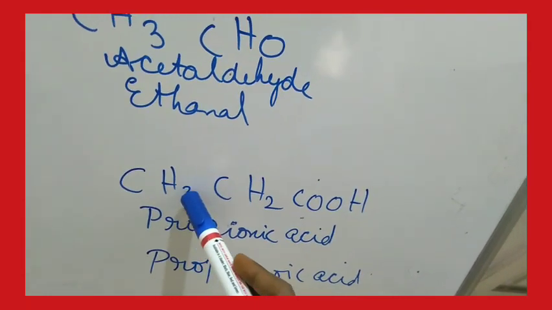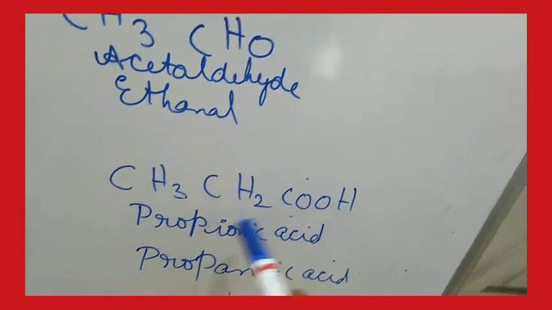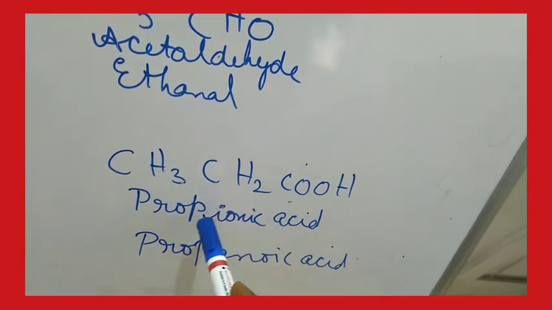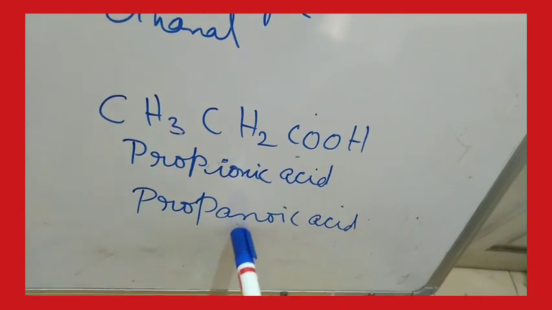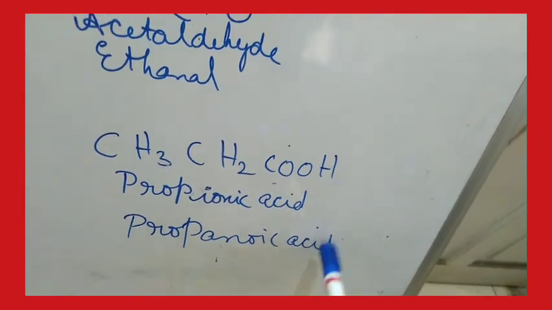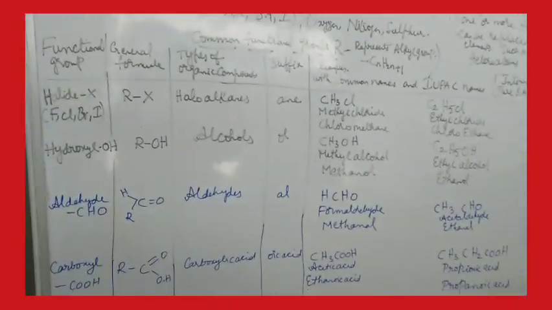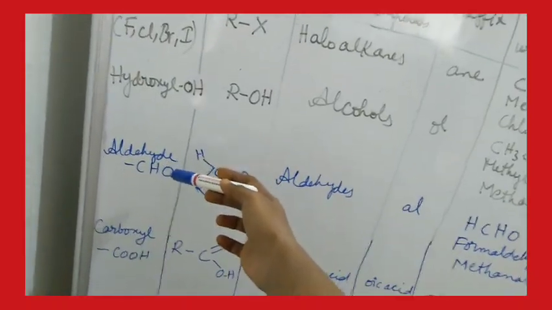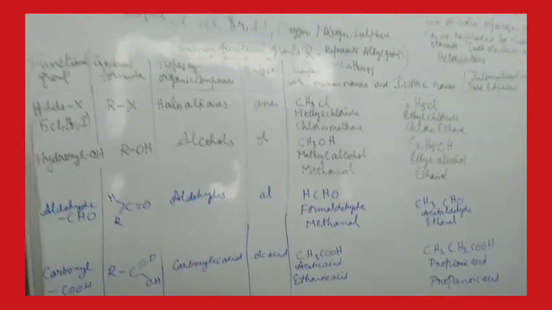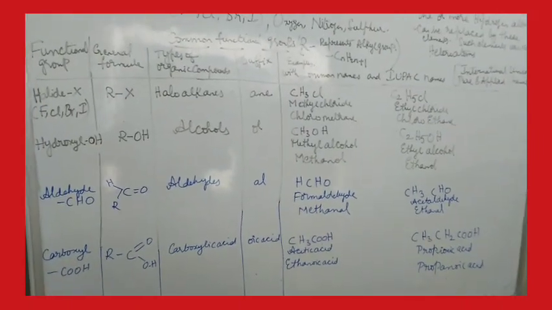How many hydrogens are there? 3 plus 2, 5. 5 plus 1, 6. So this acid you call propionic acid, the common name, and propanoic acid as the IUPAC name. Common name is different and IUPAC name is different. So this is about the functional groups: halides, hydroxyl, then aldehydes and carboxyl. It's very important.